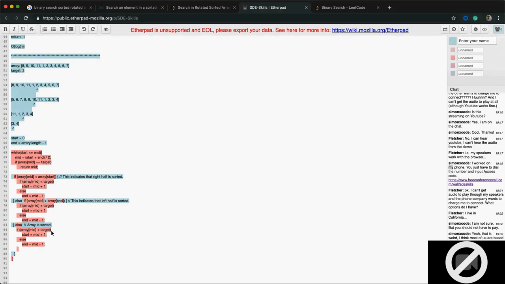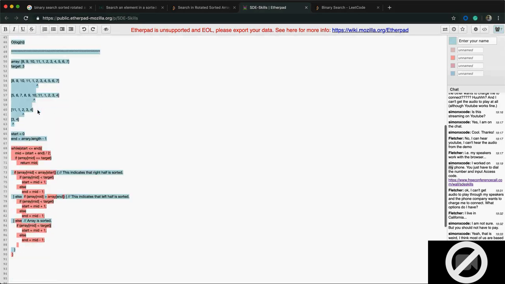In the last condition, it's very similar to what we did earlier. If mid element is less than target, then we need to go on the right side, so start equal to mid plus 1. Yes, correct, this is fine. Otherwise we will move the end to the left of the middle, which is mid minus 1.